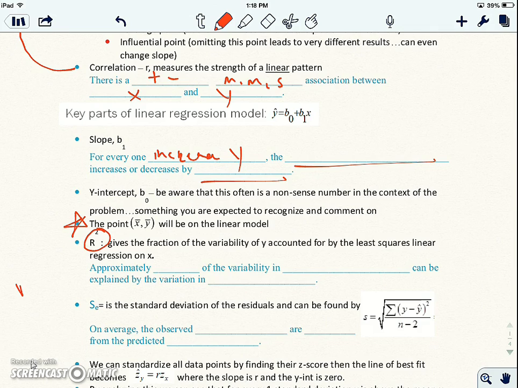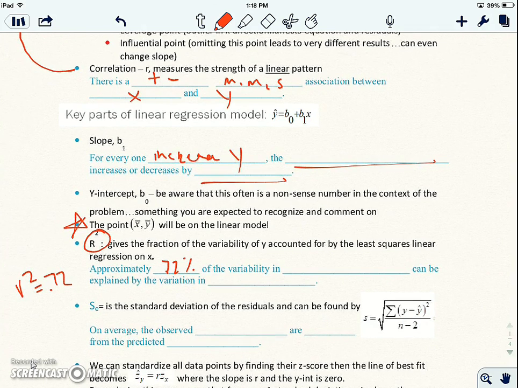Let's say our R squared was 0.72. We'd say approximately 72% of the variability in, maybe we're talking weight, can be accounted for by the variation in height, something like that. You need to memorize these blue areas, okay? How you interpret your results, because that's what stats is about.